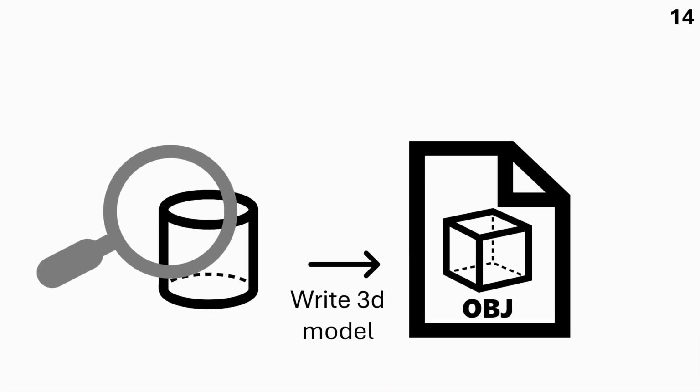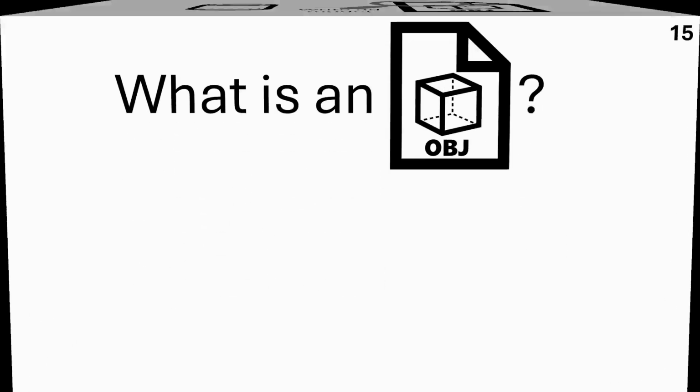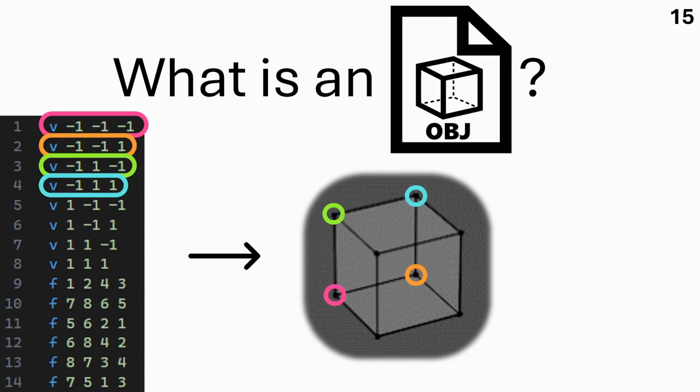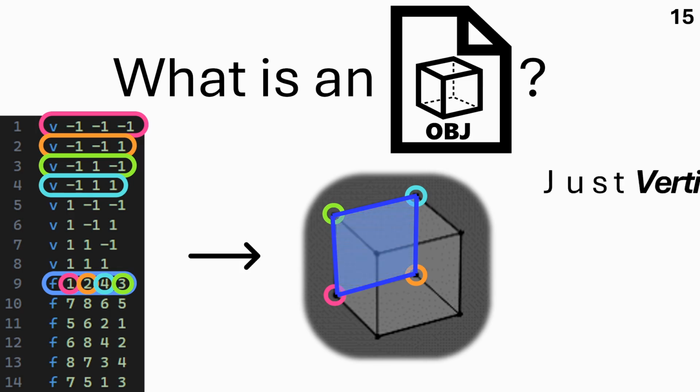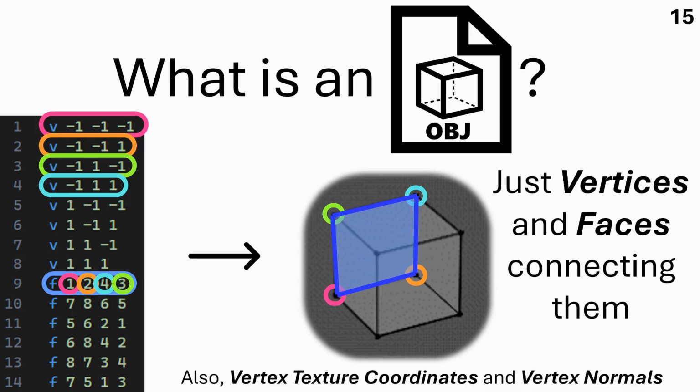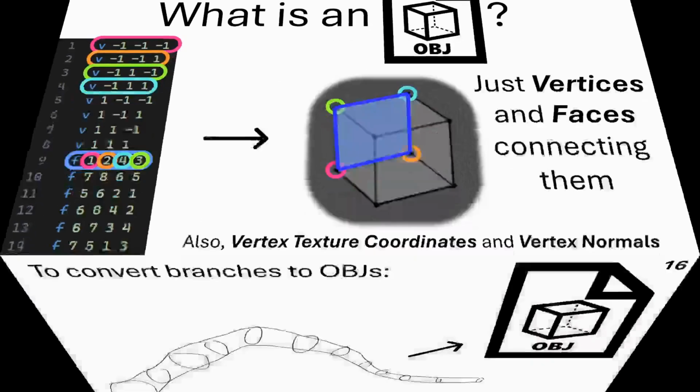Okay, what is an OBJ file? Here's the inside of an OBJ file. This represents this cube. On this first line, you can see V, which means vertex, at -1, -1, -1, which is this one right here. Here are the next three. Let's skip down to this line. You can see F means face, which connects vertices 1, 2, 4, and 3 all together. So basically, OBJ files are just vertices and faces connecting them, and a bunch of other important stuff, which I'm not going to cover in the interest of time.